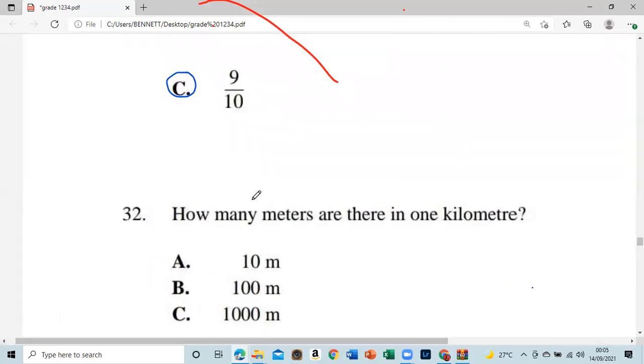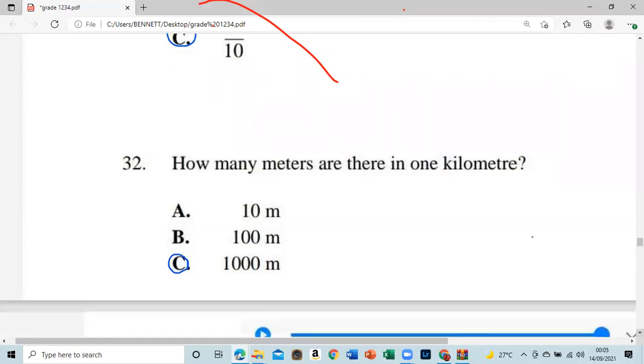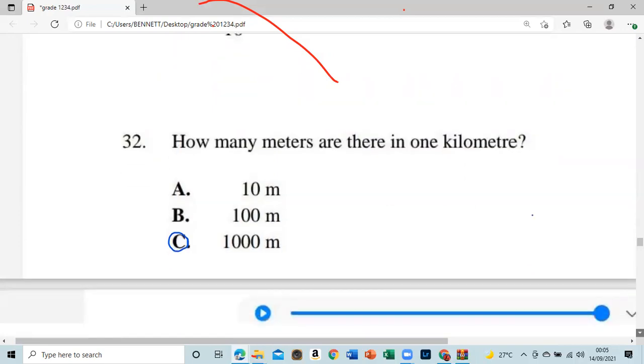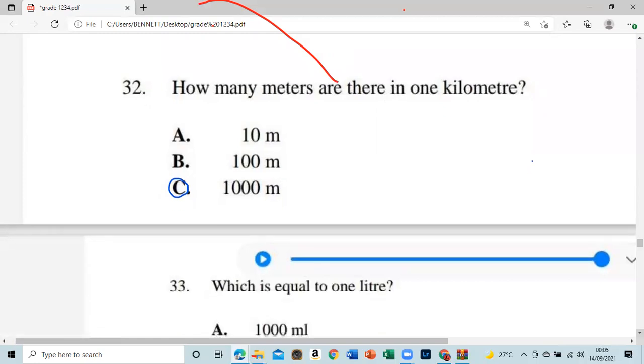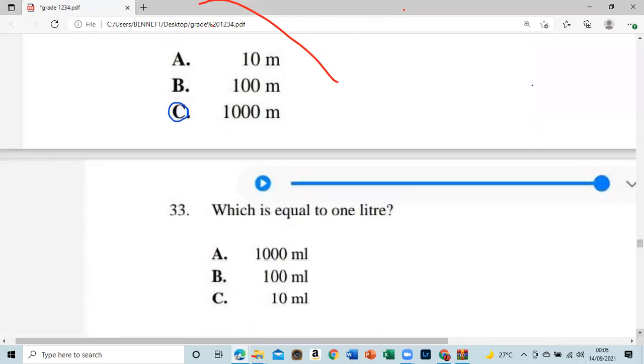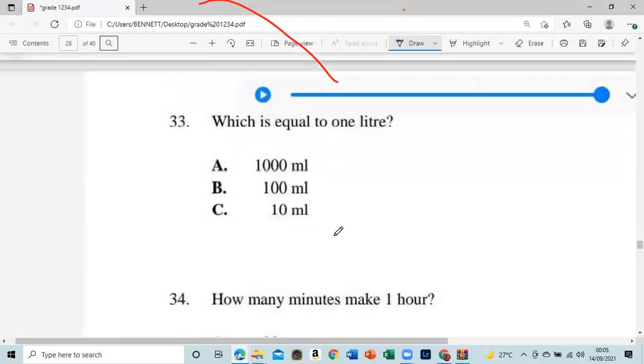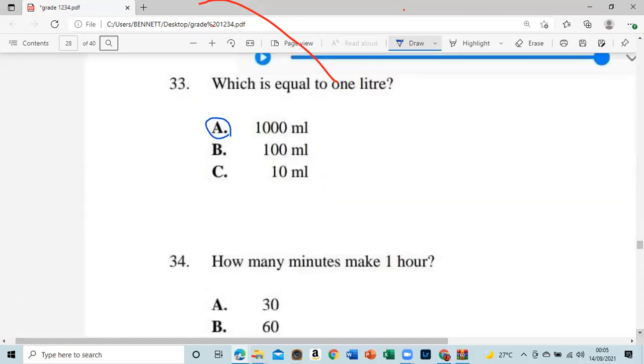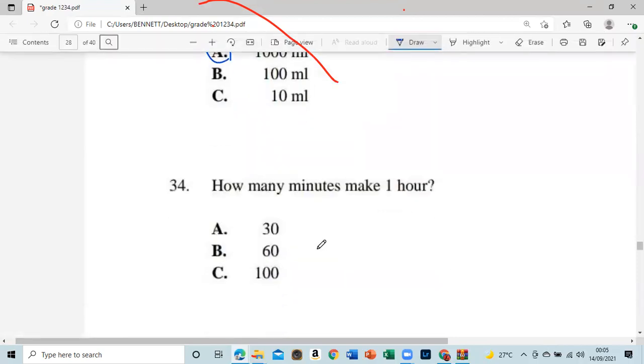Let's move on now. How many meters are there in 1 kilometer? And that is 1,000. Remember, kilometer and 1,000, right? So, what is equal to 1 liter? That's 1,000 milliliters. And teachers, please take time to show these kids this song. How many minutes make 1 hour? That is 60 minutes.